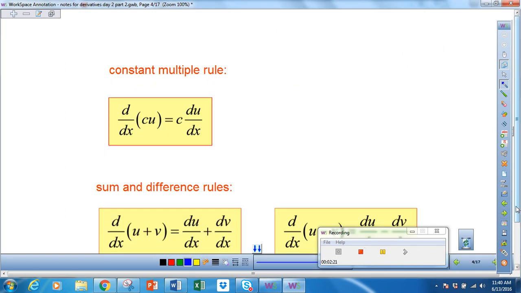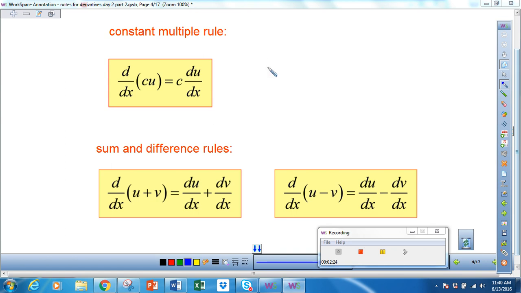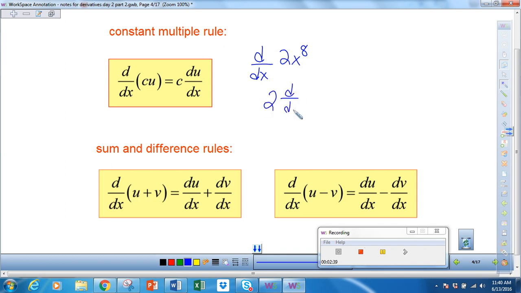The other one is the constant multiple rule. The constant multiple rule just says that if I'm taking the derivative of, let's say, 2x to the 8th, I can pull out the constant, which is 2, and just take the derivative of x to the 8th. So we know from the previous slide that the derivative of x to the 8th, the 8 would drop, and then we subtract 1 from 8 and get 7, and then we would simply multiply that by 2. So this derivative would be 16x to the 7th.